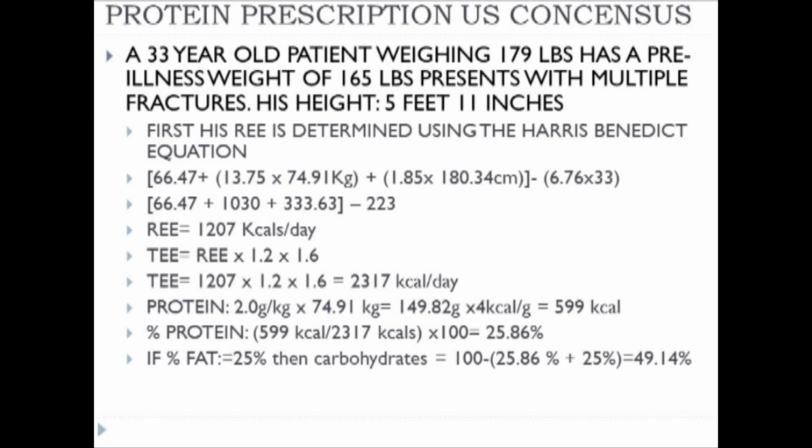If I decide, as the dietitian, to prescribe 25% of the calories as fat, then I can derive the carbohydrates by subtraction. 100 minus the addition of 25.86, which I derived for my protein, and 25% for my fat, and that leaves me with carbohydrates at 49.14%. So this is actually my full prescription.